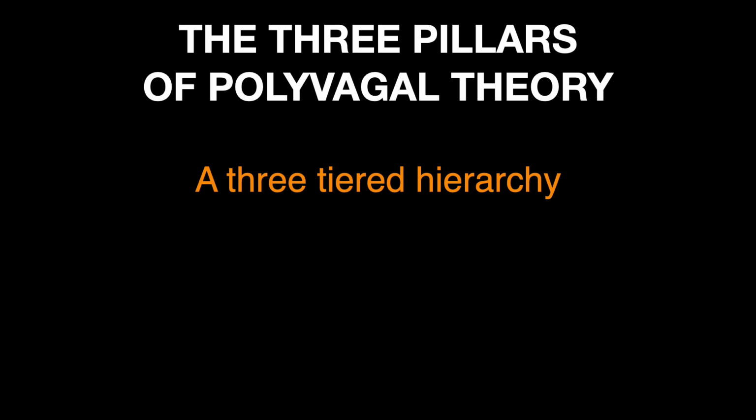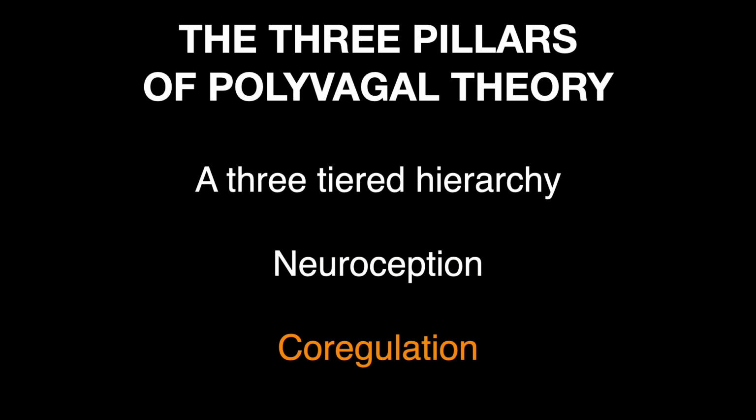So polyvagal theory has 3 organising principles. 1, a 3-tiered hierarchy, so the ventral vagal, sympathetic and dorsal vagal states. 2, neuroception, which is your nervous system's ability to assess signals of danger or safety. And 3, co-regulation, the need for an organising other to help you return to a state of safety and connection.